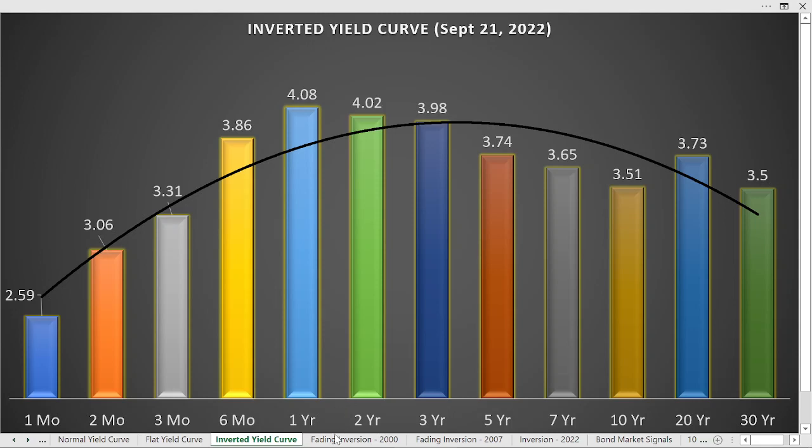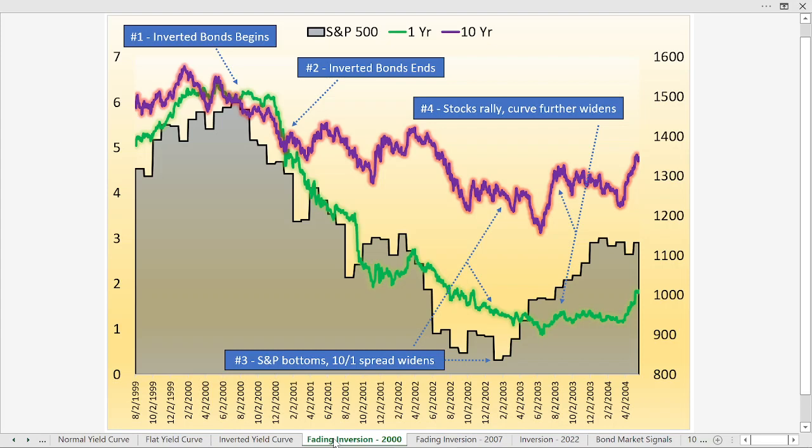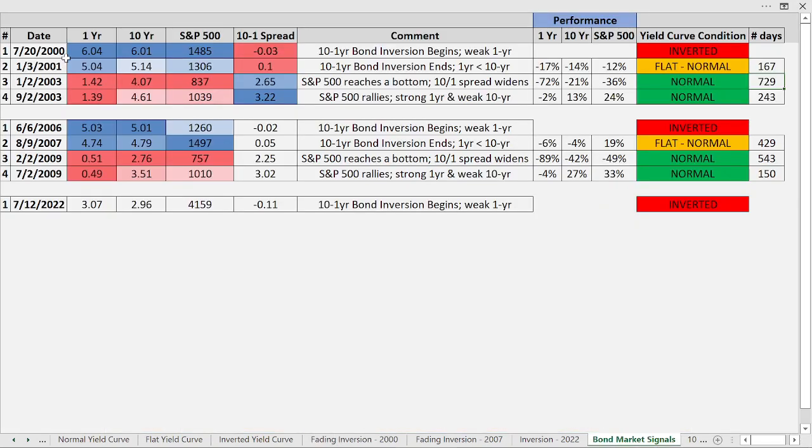Now, taking a look at the year 2000. Number one, we have an inverted bond market that begins. The green line is the 1-year bond yield. The purple line is the 10-year. Notice that the green line drifts above the purple line, the 10-year, while the S&P 500 is right near the highs. This occurred right over here, July 20th, 2000.